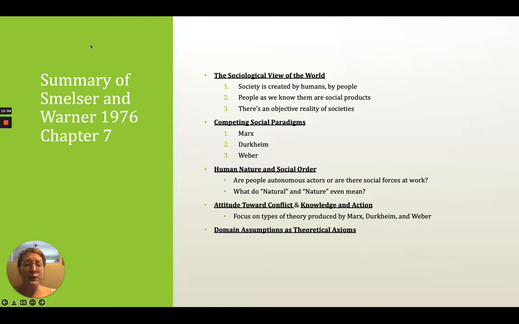In terms of attitude towards conflict and knowledge and action, again, this chapter focuses on Marx, Durkheim, and Weber and how they view conflict, and I'll go into more detail on that on the next slide.